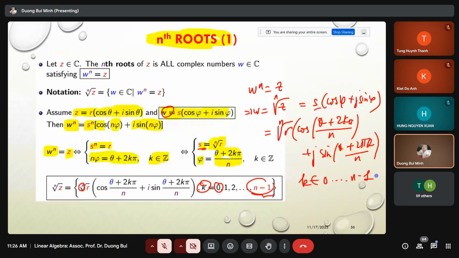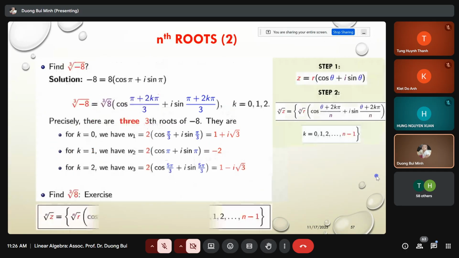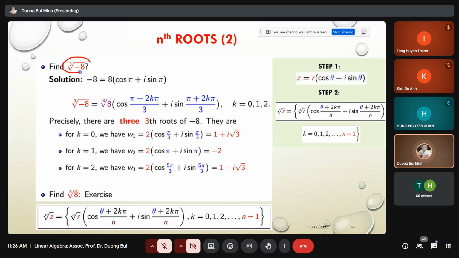Example: we would like to calculate the cube root of minus 8. So first, step 1, you need to modify this one because it is not in polar form. You need to modify it to become polar form. So minus 8 is 8 times (cosine pi plus j sine pi).